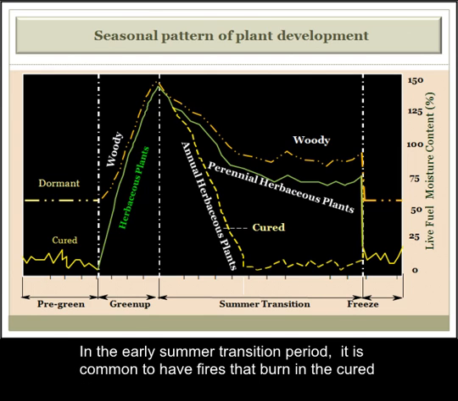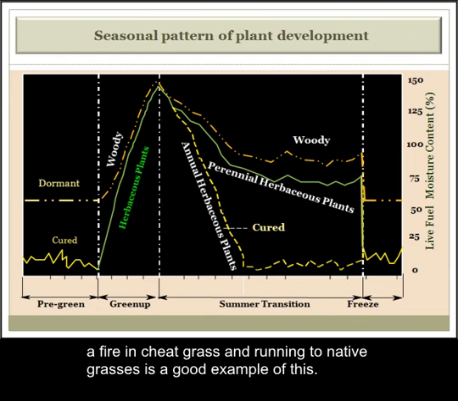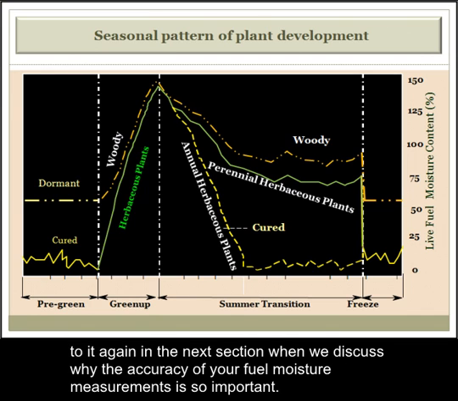In the early summer transition period, it is common to have fires that burn in the cured annual herbaceous plants, only to slow or stop spread when encountering perennial herbaceous plants. A fire in cheatgrass running into native grasses is a good example of this. Take a moment to look at the graph of this seasonal pattern of live fuel moisture. We'll return to it again in the next section when we discuss why the accuracy of your fuel moisture measurements is so important.